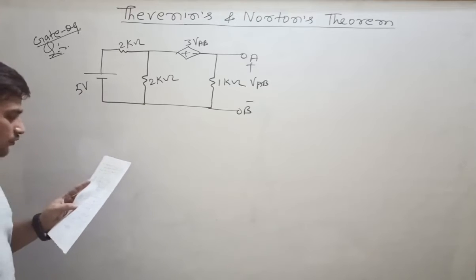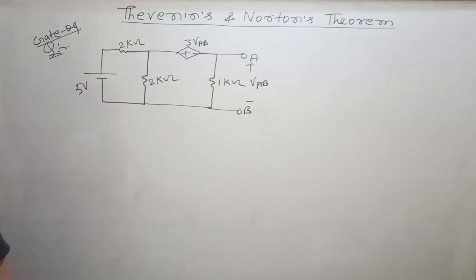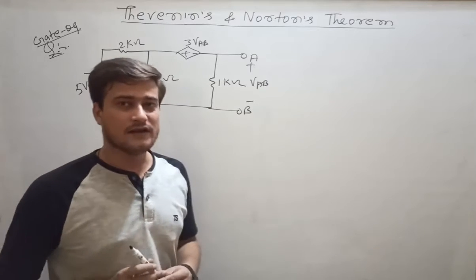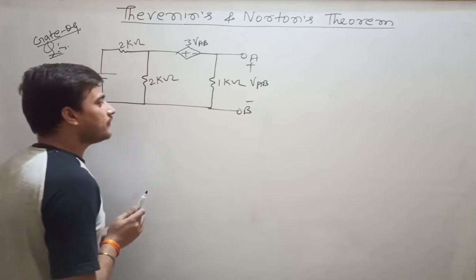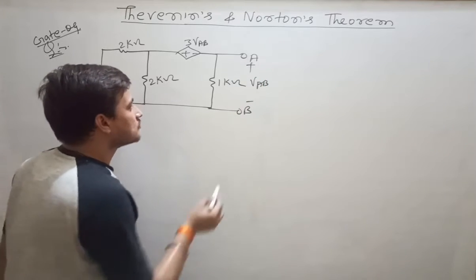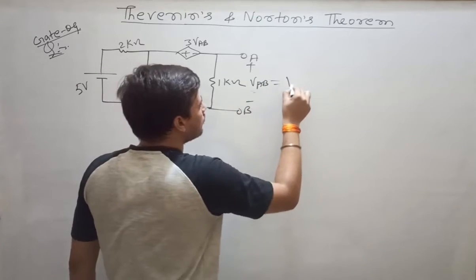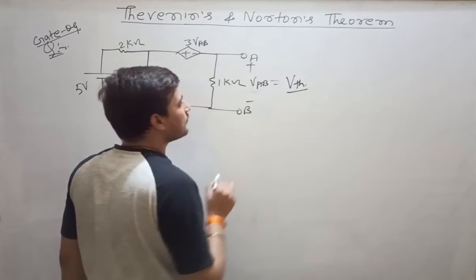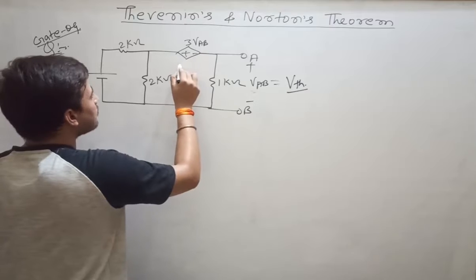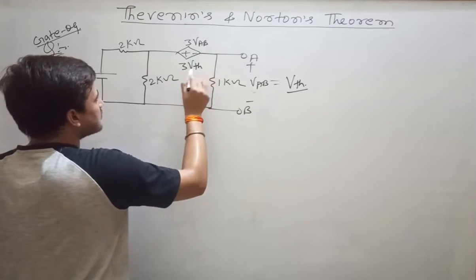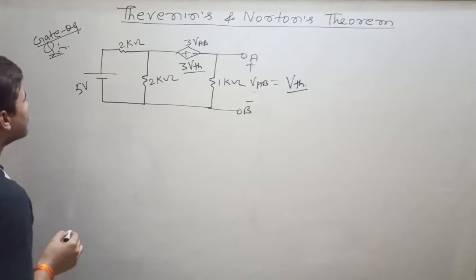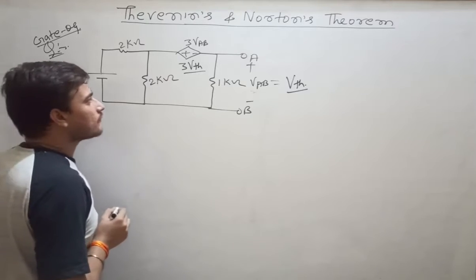Now what you have to do? You have to find VTH and RTH. So what will be the value of VTH? Here you see the load is already open circuited. So VAB will be equal to VTH. So here you can write 3VAB can be written as 3VTH. Clear? So now we have to find the value of VTH.